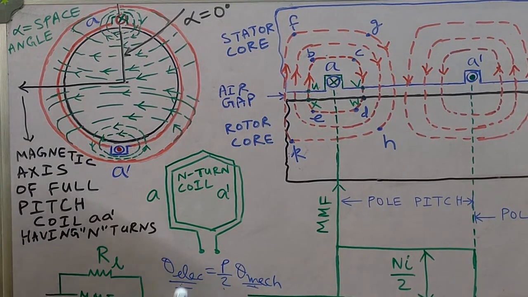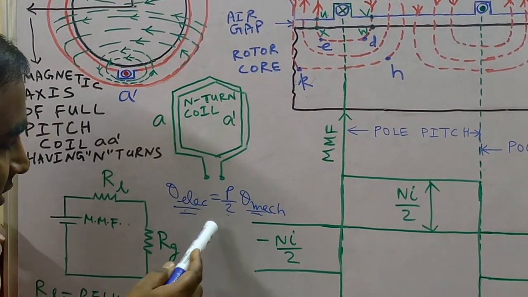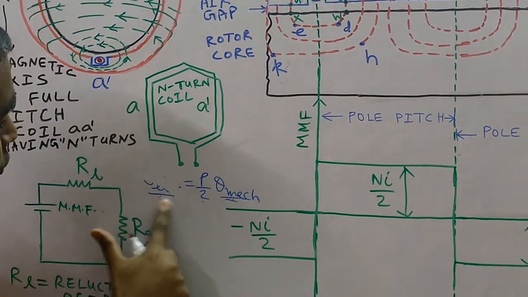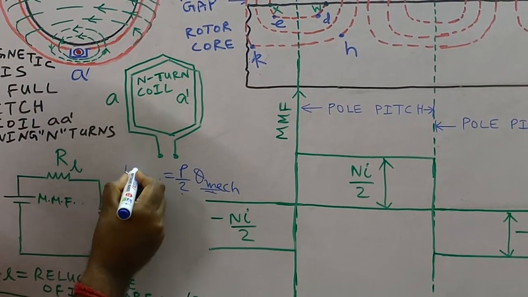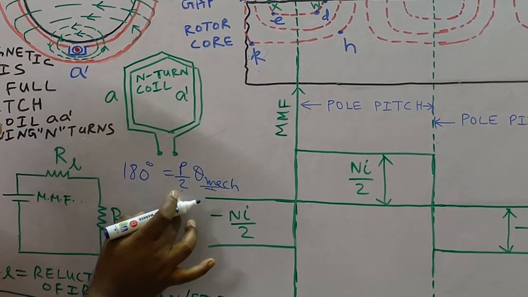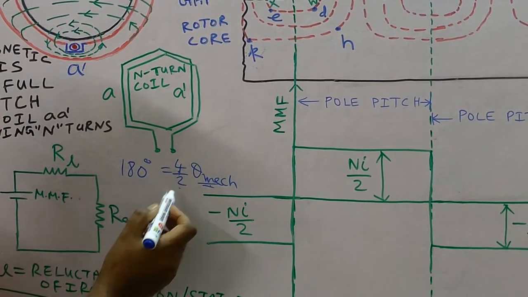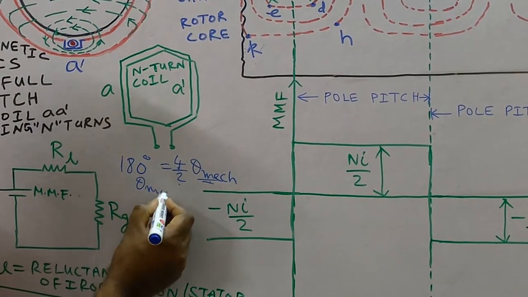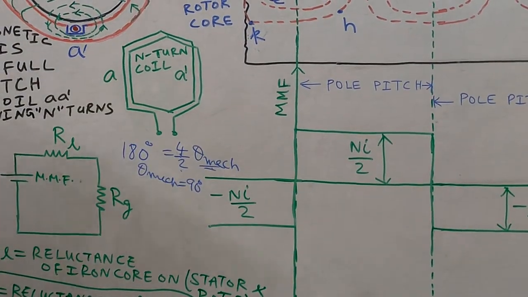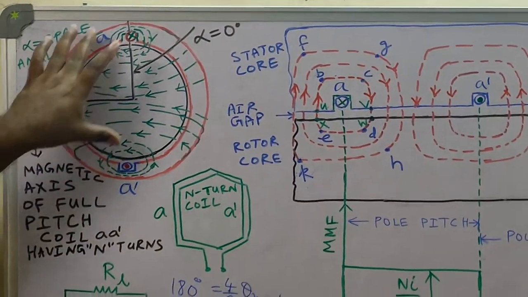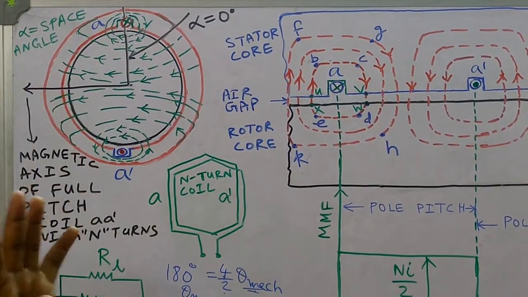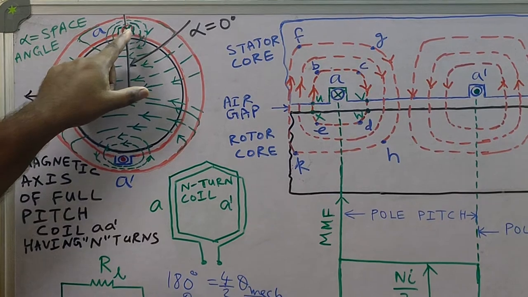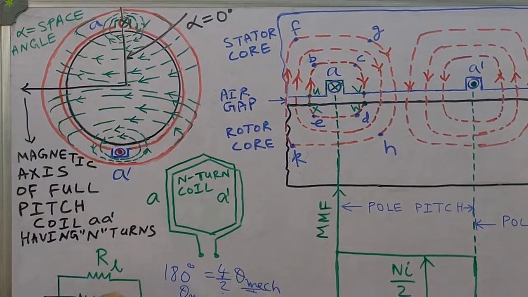You can do the calculation from here. According to definition, a full pitch coil is a coil whose coil span is 180 degree electrical. So for coil span I should write 180 degree electrical, because we are considering a full pitch coil. But if the number of poles is 4, instead of P we should write 4. Now by solving this equation you can readily find that theta mechanical is nothing but 90 degree. So if the stator and rotor core have 4 poles, the 2 slots housing the 2 sides of a full pitch coil would be at an angular distance of 90 degree from each other as per this equation, isn't it?